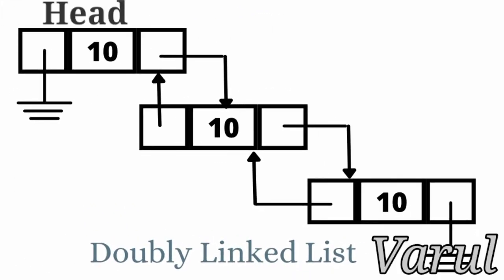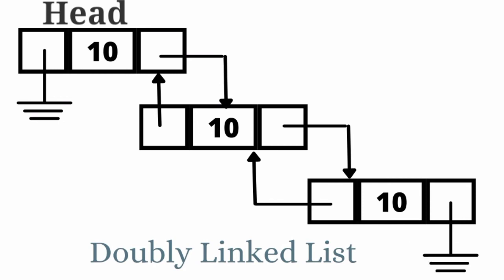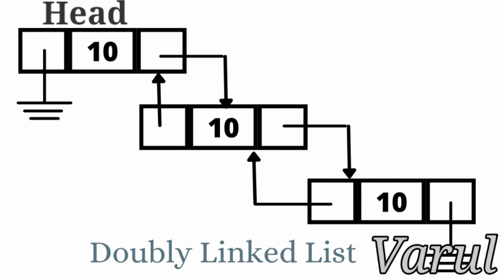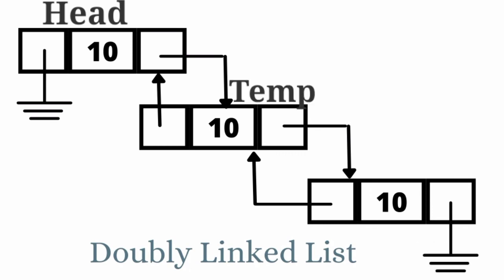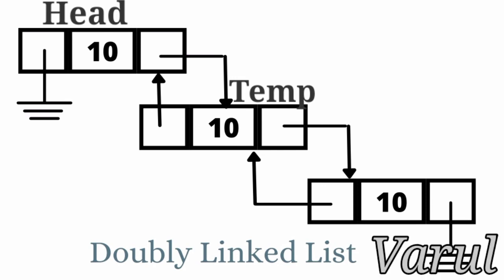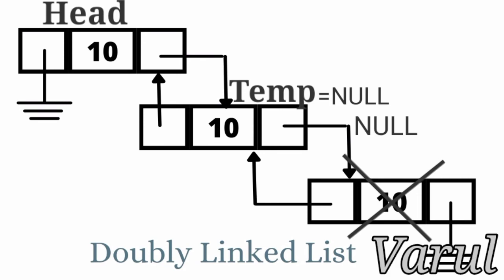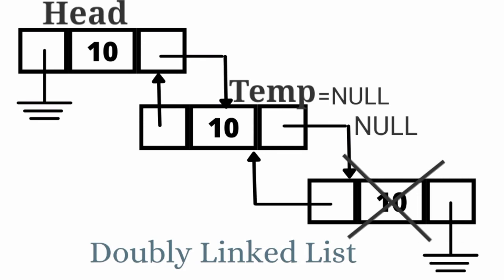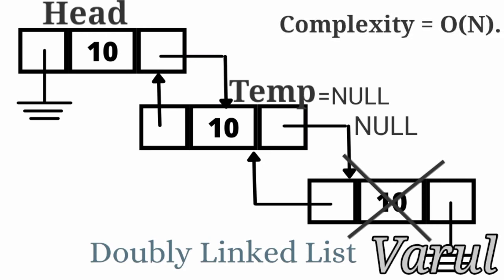Now the next operation is deletion at tail, or at the end of the linked list. We have to reach the second last node of the linked list. Suppose temp is pointing to the second last node. So now we simply delete temp's next node and set temp's next and temp to null. The time complexity for this operation will be big O of n.